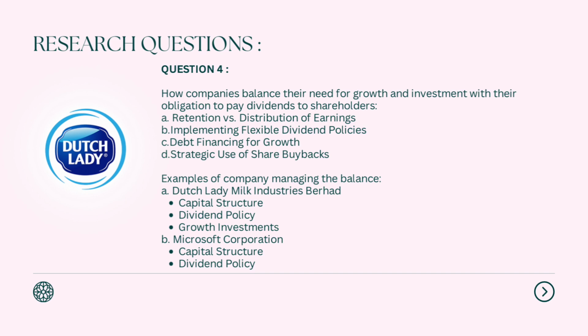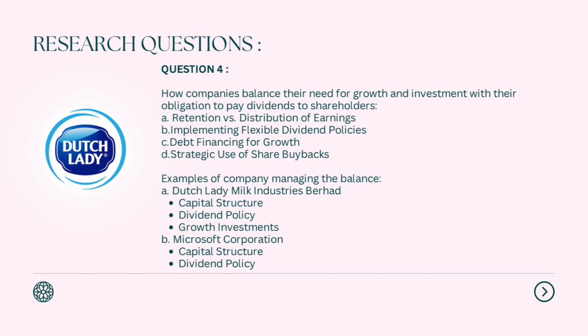The second one is implementing flexible dividend policies. Companies may adopt flexible dividend policies such as progressive dividends and variable dividends. Progressive dividend is where there are gradual increases in dividends as profitability grows, such as Microsoft. Variable dividend is when adjusting dividends based on annual performance, allowing companies to prioritize investment during weaker financial periods.